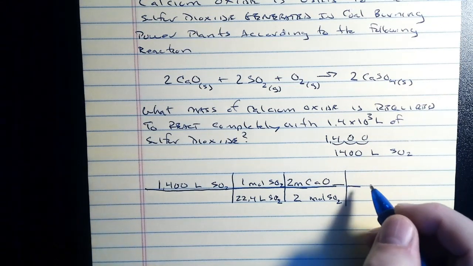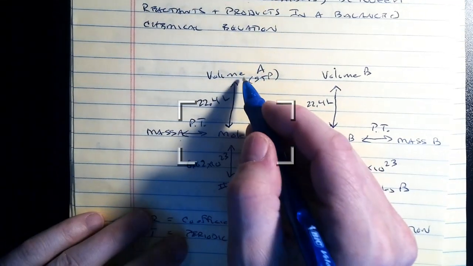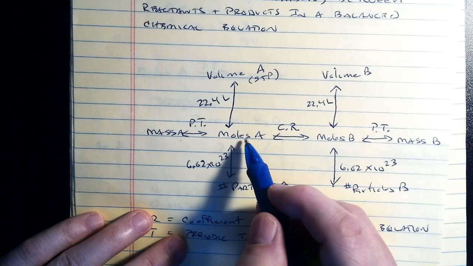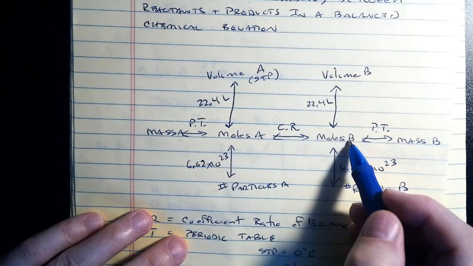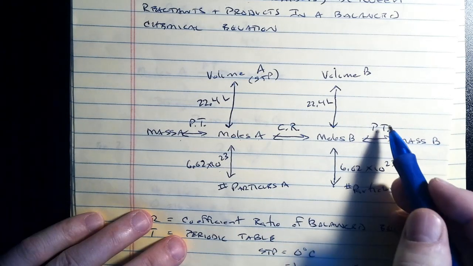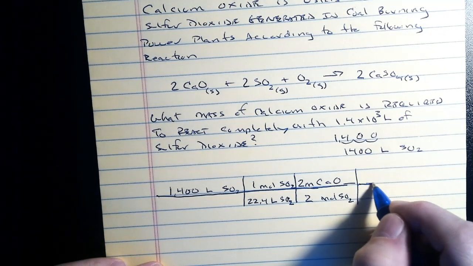And so now we are right here. Let's look at our roadmap again. We've gone from volume A to moles A, now to moles B. So we went from moles of SO2 to moles of CaO. Now we've got to go to the mass of CaO using the periodic table. So let's do this.